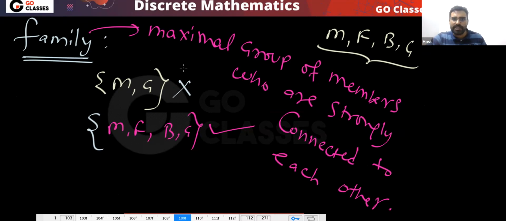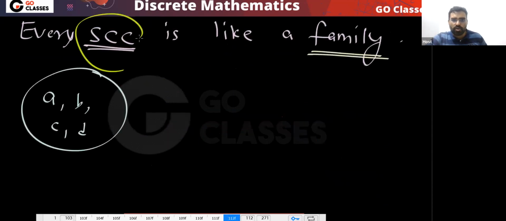So you can notice what is a family. Family is basically a maximal group of members who are strongly connected to each other. So if you notice, this strongly connected component is like a family.